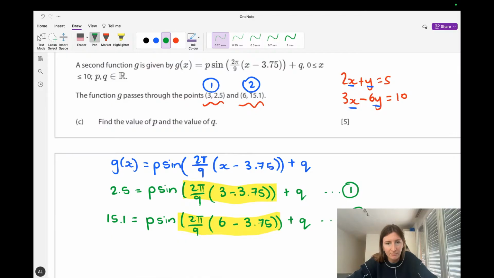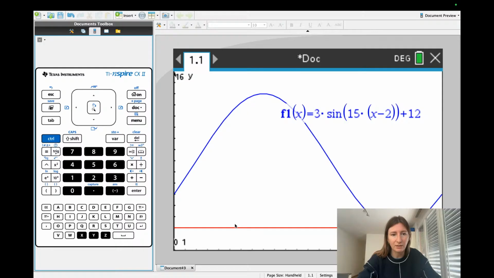Just this part, 3 minus 3.75 is minus 0.75, and 6 minus 3.75 is 2.25, correct? That's just the brackets part. All right, so I want 2 pi over 9.